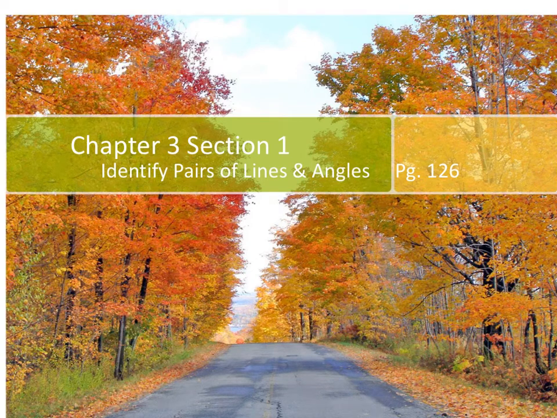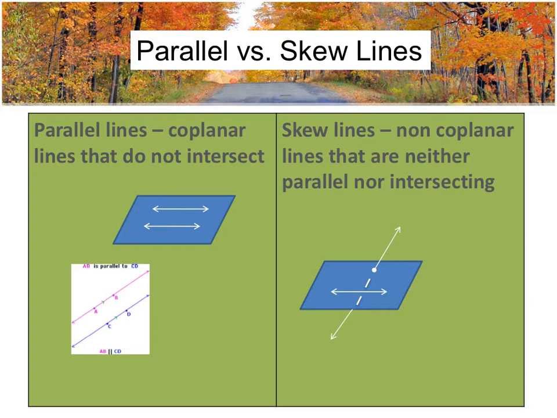So today we're going to start chapter 3. We're going to cover section 1, and today we're going to be identifying pairs of lines and angles. So the first two types of lines we're going to talk about are parallel lines and skew lines. So parallel lines, by definition, are coplanar lines that do not intersect. Skew lines, by definition, are non-coplanar lines that are neither parallel nor intersecting.